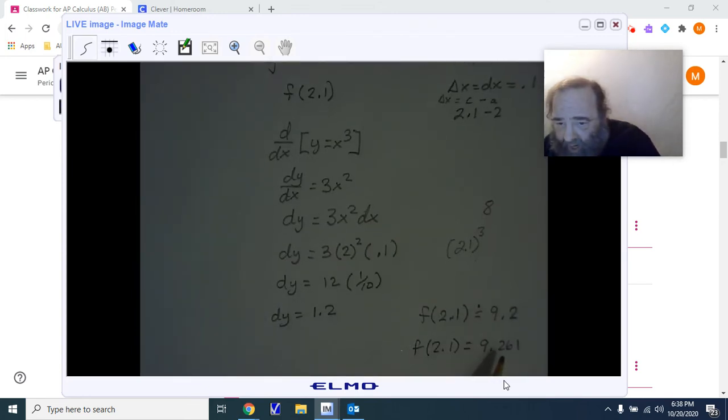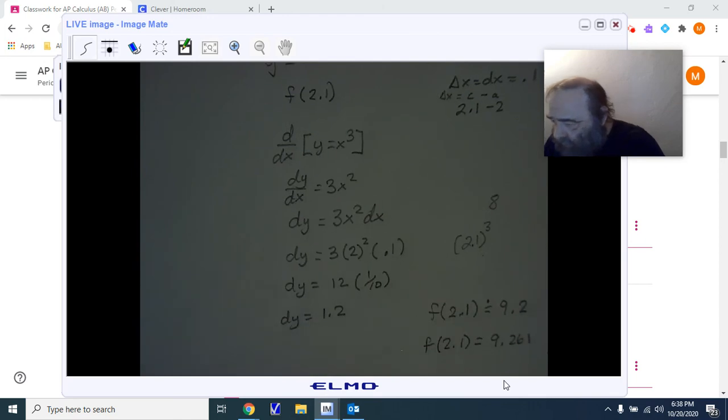The actual value is 9.261, and our approximation, which was our differential plus our known amount, turned out to be 9.2. So that's how we use the differential to approximate along a tangent line. That's how we find the differential by taking the derivative. And that is what the differential is, the approximate y value change from what we know to what we're trying to reach. How much do we believe the change will be approximately?